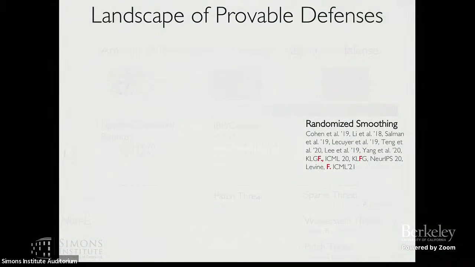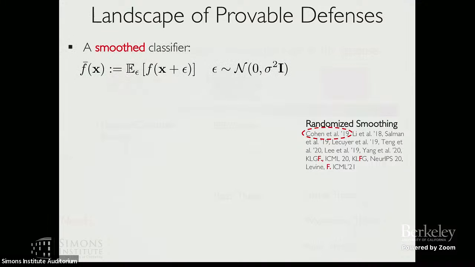So in the first part of the talk, I'm going to mainly focus on randomized smoothing because, as I mentioned, randomized smoothing is probably the most practical, certifiable and provable defense that we can use on deep models and high resolution data sets like ImageNet. Okay, so let me first review the basics of randomized smoothing, starting with this paper by Cohen and co-authors. So a smooth classifier is defined as following.